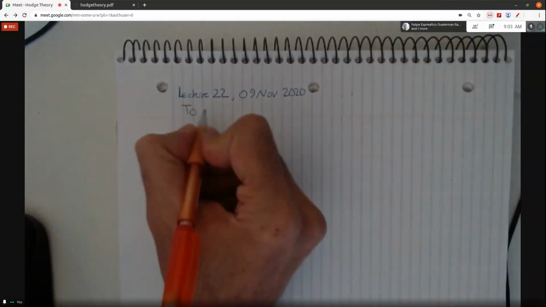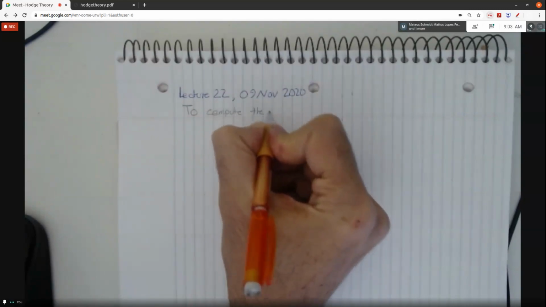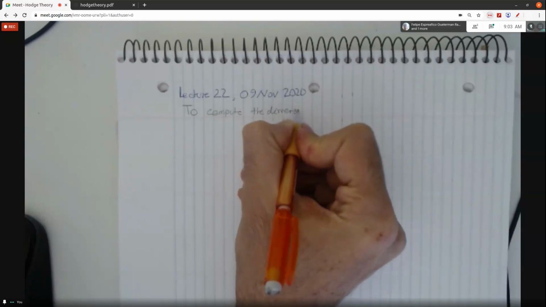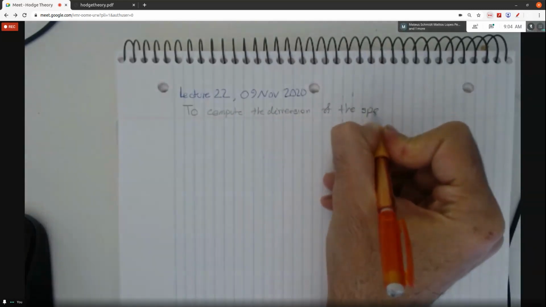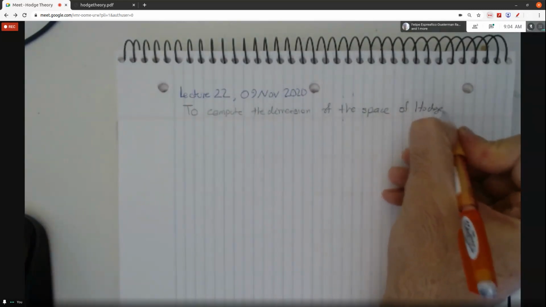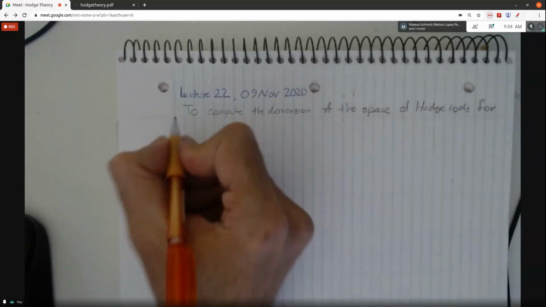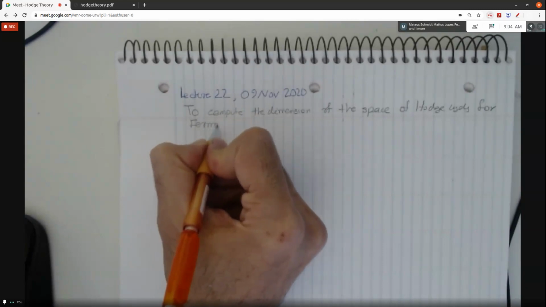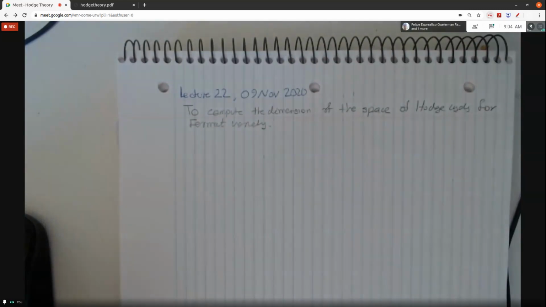the dimension of the space of Hodge cycles. Hodge cycles, of course, for our main example, for Fermat variety. And maybe before going to this computation, I tell why we are doing this one.